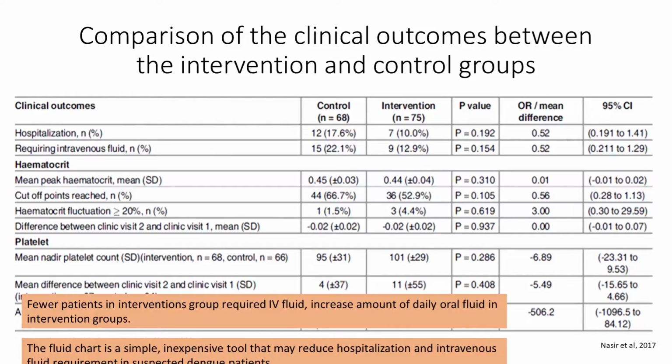So what are the results? The results show that even though there is no statistically significant difference between the intervention and the control group, fewer patients in the intervention group required IV fluids, and there was an increased amount of daily oral fluid in the intervention group. And the conclusion is that the fluid chart is a very simple and inexpensive tool that may reduce hospitalization and intravenous fluid requirements in suspected dengue patients. But of course, there is also a suggestion that we may need a larger population to see whether this study could also extend to other greater populations.